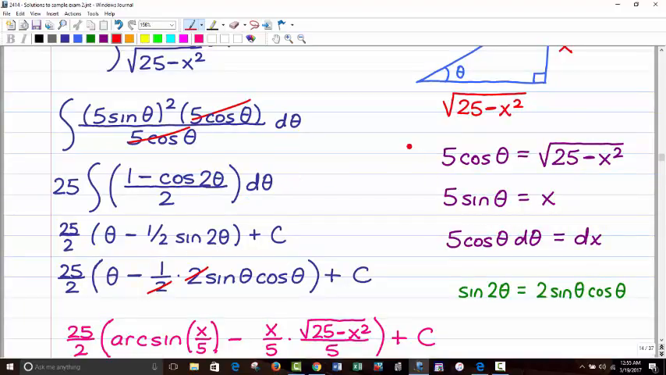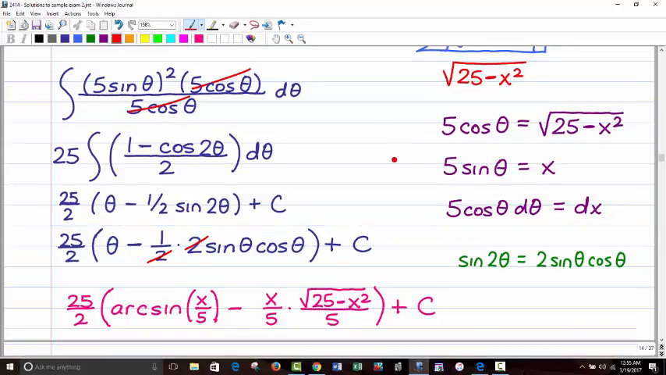The antiderivative of cos of 2 theta is 1/2 sine 2 theta. And just like the last problem, the identity will be 2 sine theta cos theta, but the 1/2 kills the 2. So you're just left with sine theta cos theta. So this problem was similar in form to the last problem.